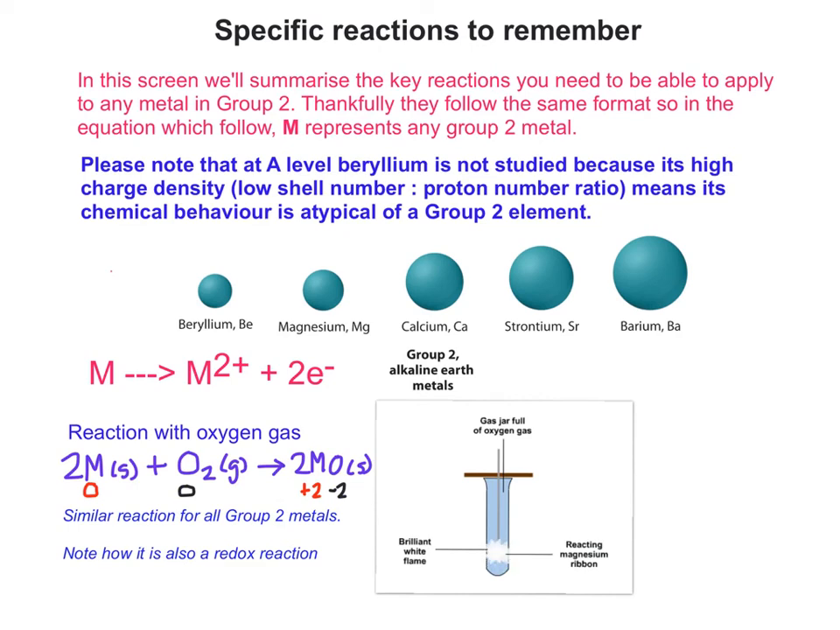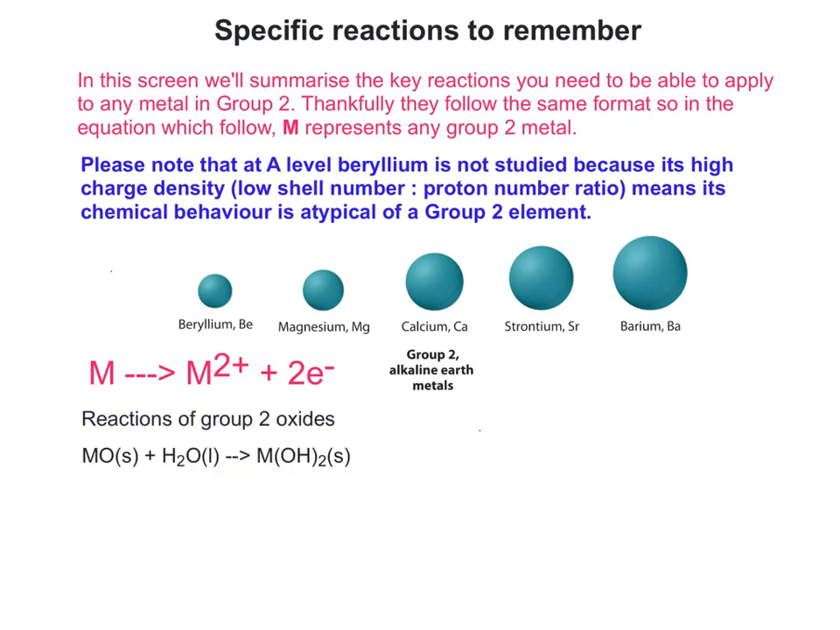So, the reaction with oxygen gas follows a similar model for all group 2 metals, and note how it's also a redox reaction if we put in the oxidation numbers. So in this case the observation would be a brilliant white flame and the production of a white powder of magnesium oxide in the example shown in the animation. And if you look at the oxidation numbers like I mentioned a second ago, again the metal is oxidized and the oxygen is reduced. So they may ask you to demonstrate using oxidation numbers why this is an oxidation reaction.